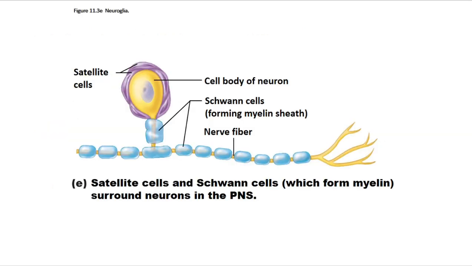So here's an image that shows both. We have the purple satellite cells going around the cell body of this neuron. And you can see the Schwann cells going around the axon, forming the myelin sheath. They look like small little marshmallows, but each one of the marshmallows would be a Schwann cell.